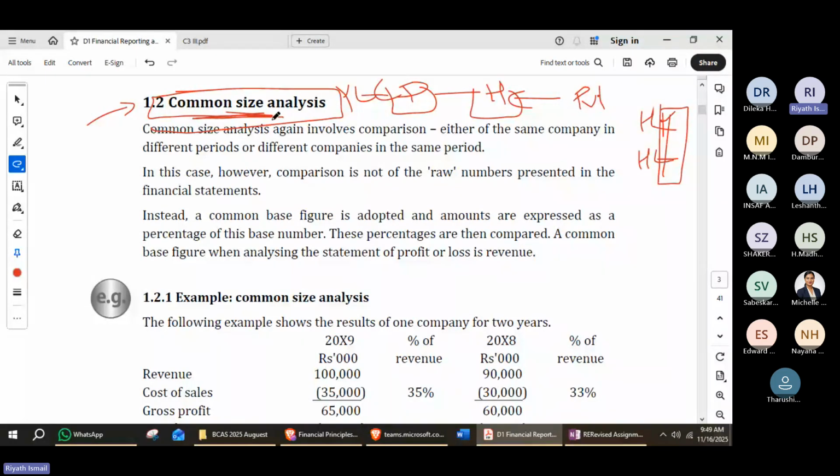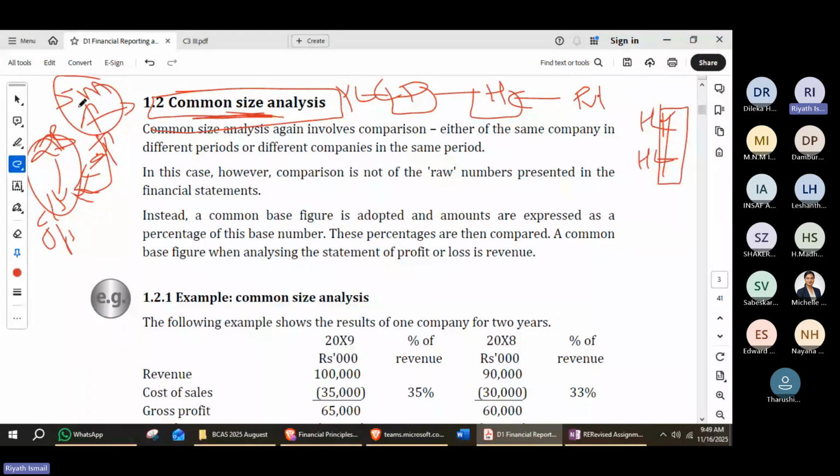Common size analysis means they make all values standard. Say Dialog's revenue may be 2 billion rupees, Hutch maybe 5 million, right? So they may have different cost of sales or operating profit. They may have different profit, a small amount or a large amount. So comparing these two, even though in the same industry, same sector, the comparison is unrealistic.